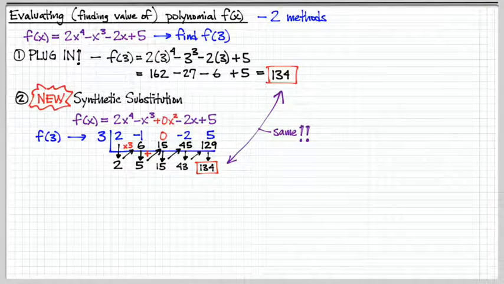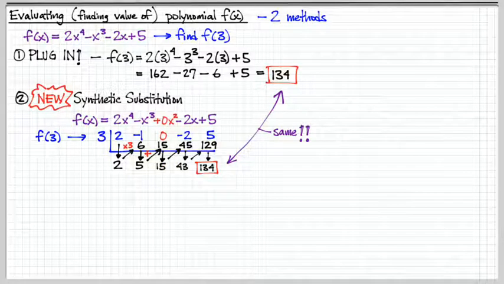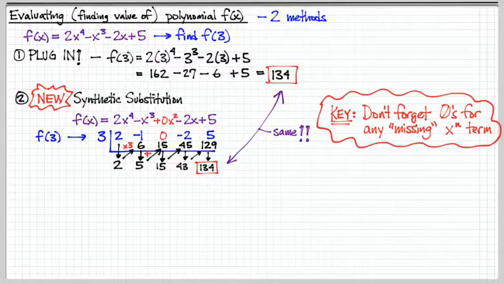So this is another way of doing it, and the nice thing about it is, instead of doing any high powers like 3 to the 4th power, all we're doing is multiplication by a number, adding, multiplication, adding, etc. So it's a cool method of evaluating a polynomial function. Now again, the key thing is do not forget to put in zeros where there is a missing term. That's probably one of the most common mistakes when doing synthetic substitution.